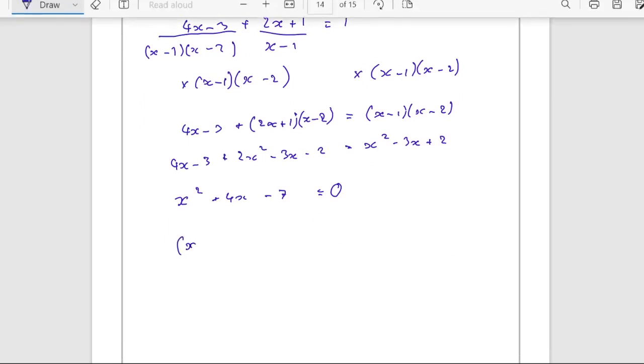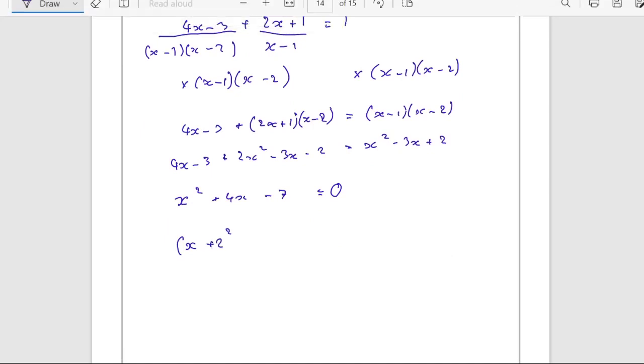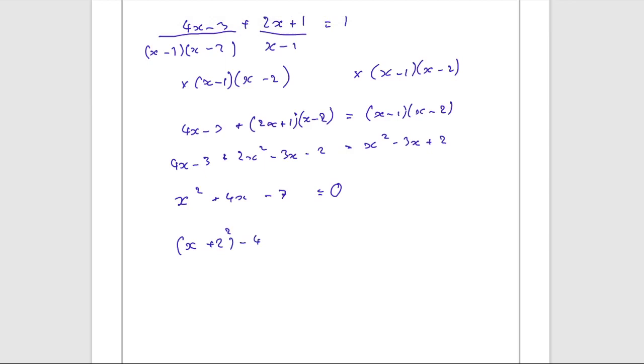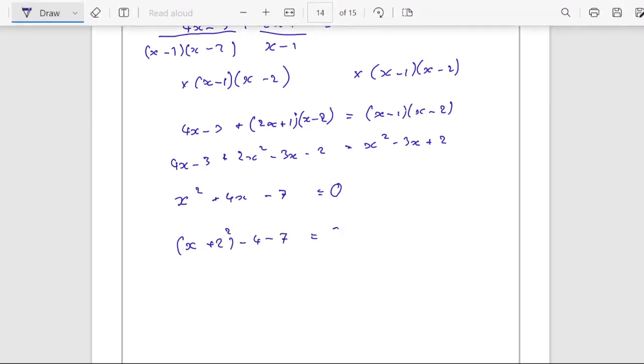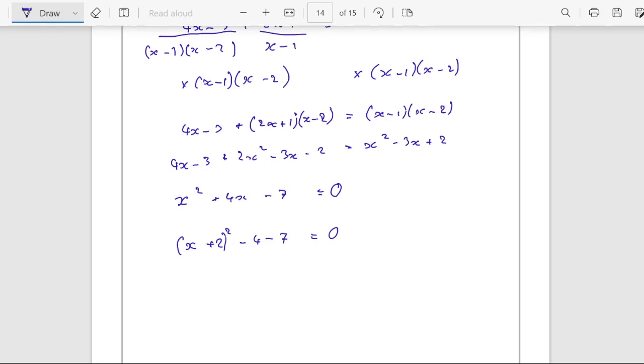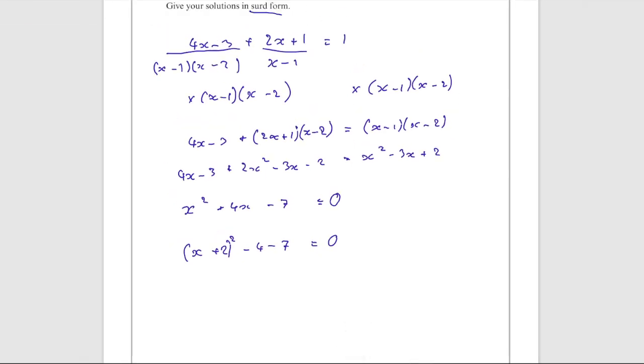So that's going to give me x plus 2 all squared. I need to minus this term squared, minus 7, which I've still got. So in effect, x plus 2 all squared minus 4 is going to be equal to x squared plus 4x, and I've still got this minus 7.